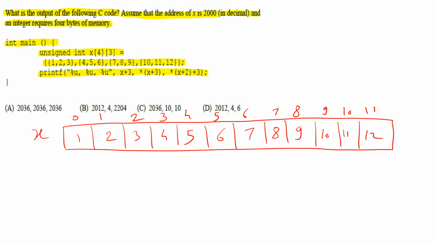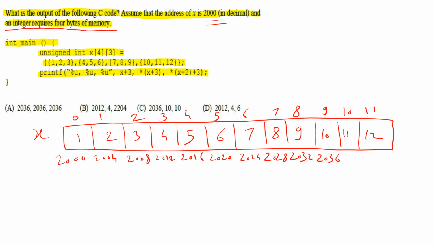Now the starting address of the array is mentioned as 2000, and it is also given that each integer requires 4 bytes of memory. So the next integer is at 2004, 2008, 2012, 2016, 2020, 2024, 2028, 2032, 2036, 2040, and 2044. These are the addresses of the integers.